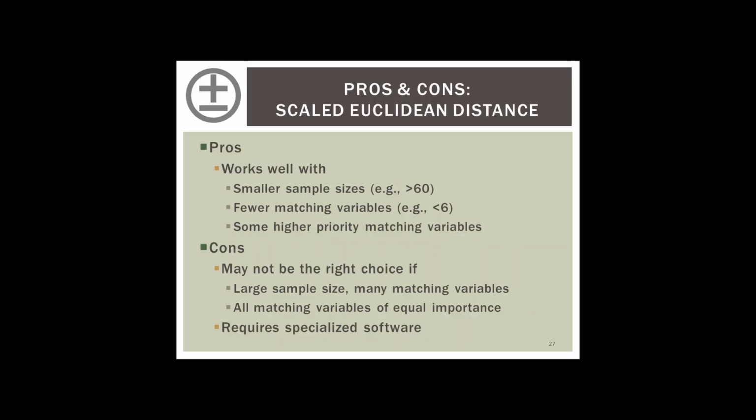For the scaled Euclidean distance, this works well with smaller sample sizes if you have fewer matching variables. And unlike the case with the Mahalanobis distance, if you have some variables that you want to prioritize matching on over others, this would probably be the metric you would use. It's probably not the right choice if you have large sample sizes, many matching variables, or if all the matching variables are of equal importance. And this metric does require specialized software.